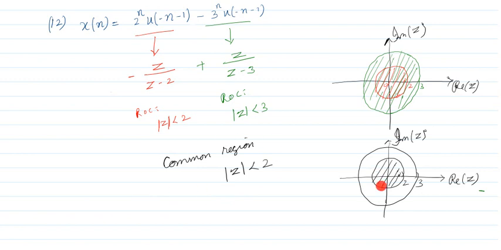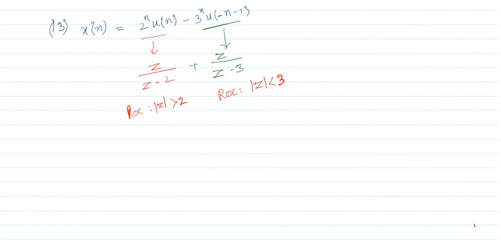Okay. We have another problem. What kind of signal is this? Yes, I hope you guessed it. This is u of n, which is causal. And this is u of minus n minus 1, which is non-causal. For the causal part, it is Z by Z minus 2. Here also the minus is there, so I'm putting plus Z by Z minus 3. Since it is causal, ROC is greater than 2. For this one, it is less than 3.